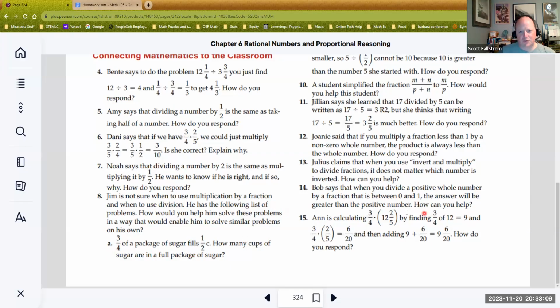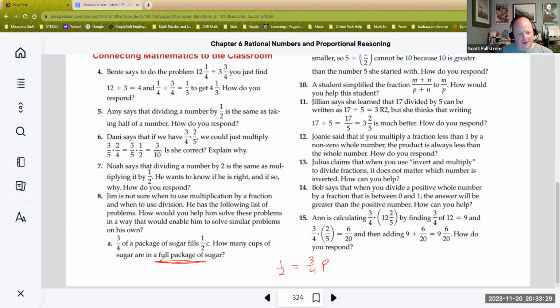So again, kind of what I was saying in class today, hopefully that helped a little bit. But again, if 3/4 of a package of sugar fills 1/4 cup, so 1/4 cup is 3/4 of a package. How many cups are in a full package? So they're asking, can you solve for P? This would be fraction division. So 1/2 divided by 3/4, that's how you get to P. Again, thinking of multiplication and division as reciprocals, inverse operations.